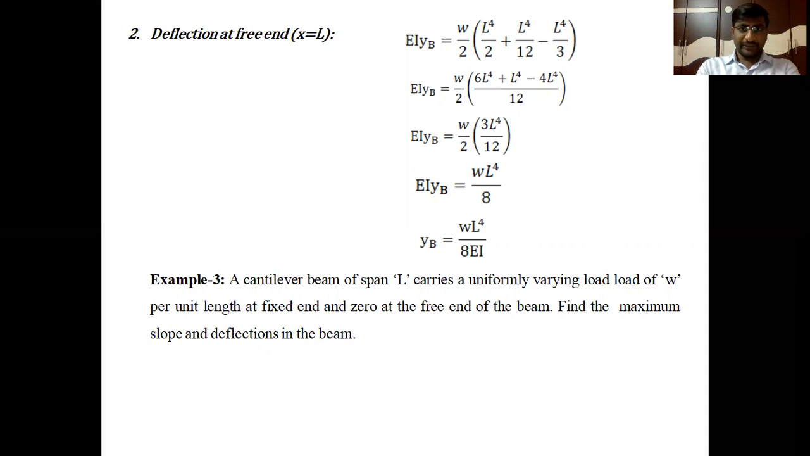The double integration method is used to find the slope and deflections in the beam when a single load is applied on the beam. Okay.